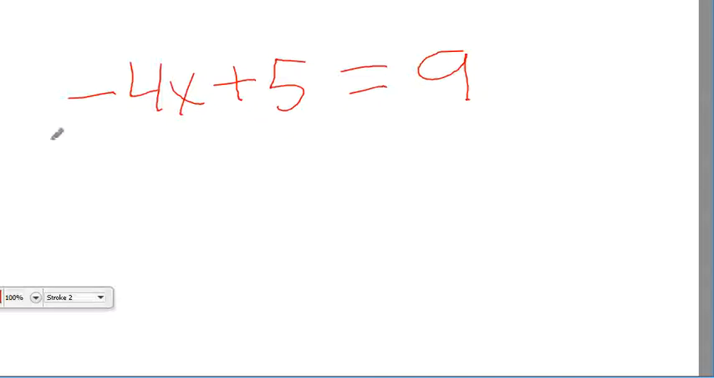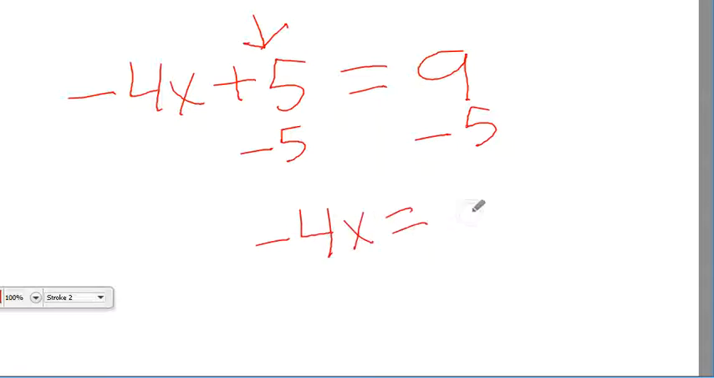So to solve this equation, let's first read it out loud. We have negative 4 times x plus 5 equals 9. We know that whenever we're solving an equation, our very first step is to get rid of the plus 5. Okay, we want to get rid of any addition or subtraction first. So the opposite of adding 5 is to subtract 5. If we subtract 5 from the left side, we have to subtract 5 from the right side. So negative 4 times x equals 4.